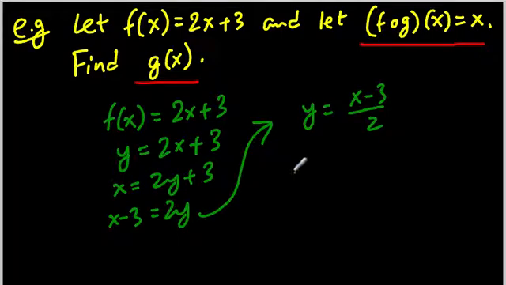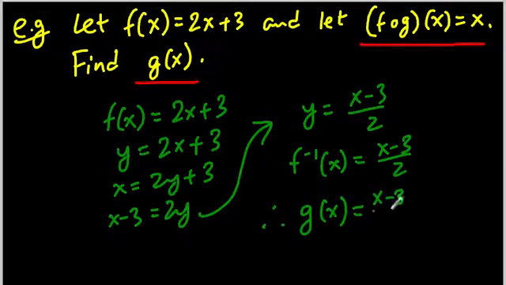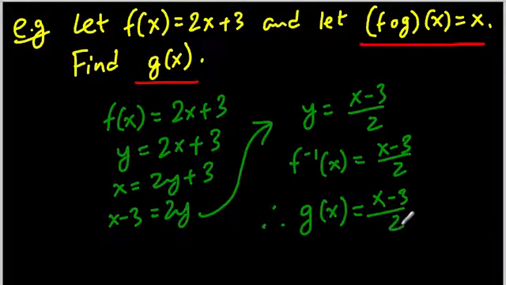So you can write it two ways. First, you can just start off by saying this is f inverse, which is (x minus 3) divided by 2. But remember, I didn't ask you for f inverse. I asked you for g of x. But we already know that g of x is equal to the inverse. So therefore, g of x is equal to (x minus 3) divided by 2, and we are done.